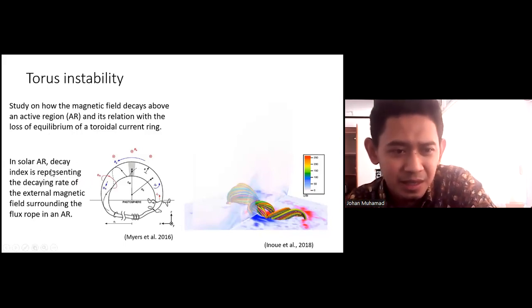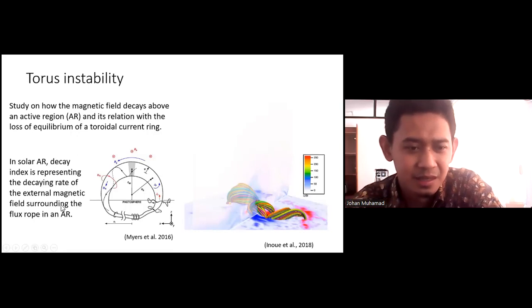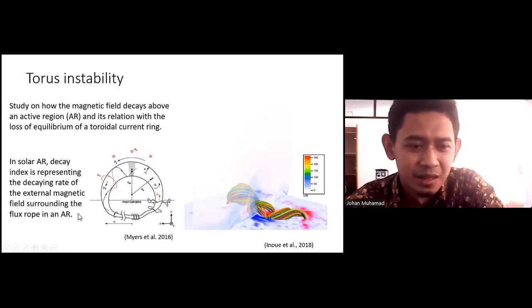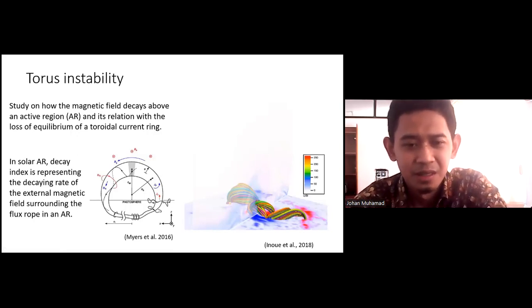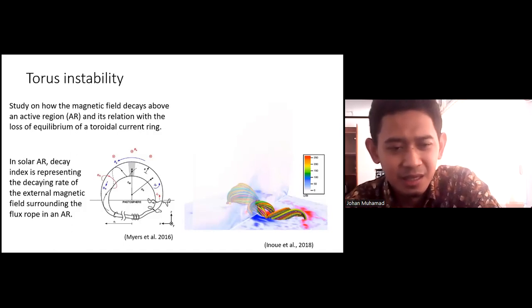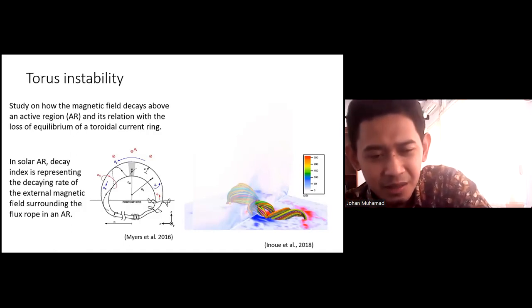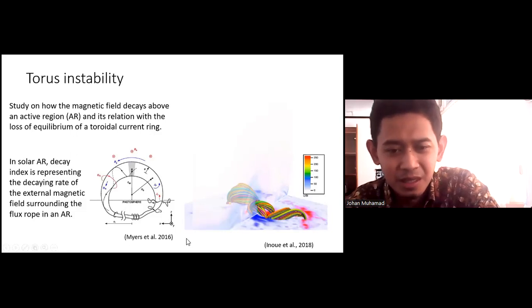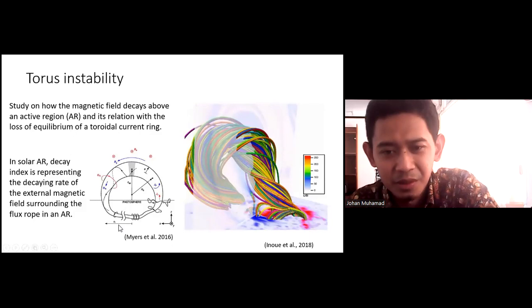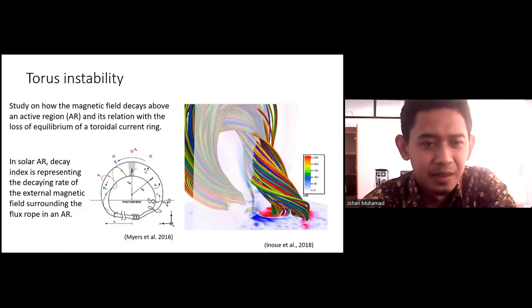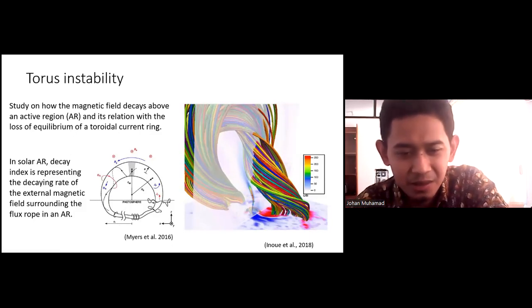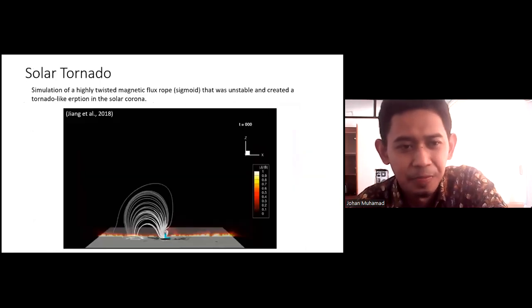So in a solar active region, the decay index represents the decaying rate of the external magnetic field surrounding the flux rope in the active region. If the decay index is higher than some threshold, then we can get an eruption. This is confirmed by simulations like this one, by Inoue et al. in 2018.